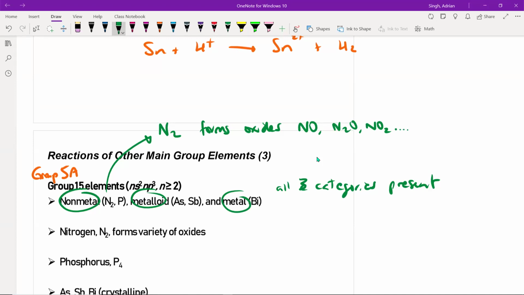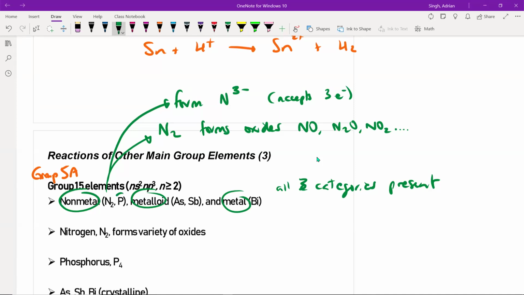Nitrogen has the tendency not to lose electrons, but to gain electrons. It can form the N3- ion. Okay, so it accepts, gains electrons like typical nonmetals do. And it can form ionic compounds as a result of that with metals, things that want to give up electrons.